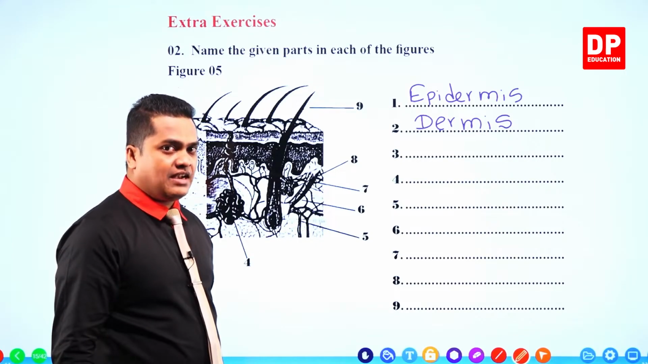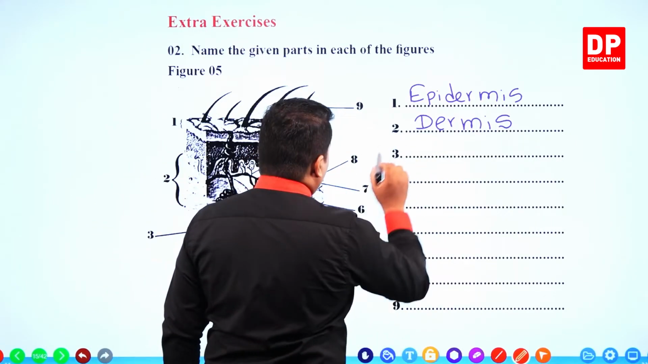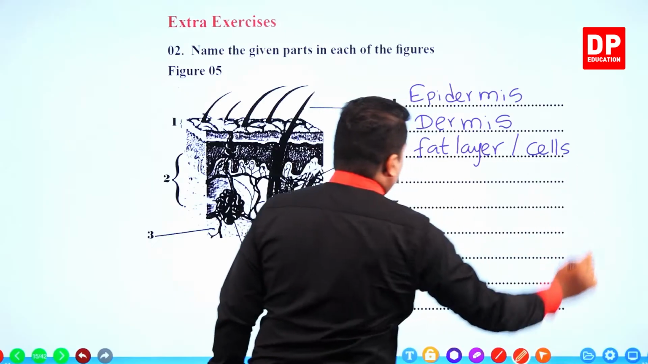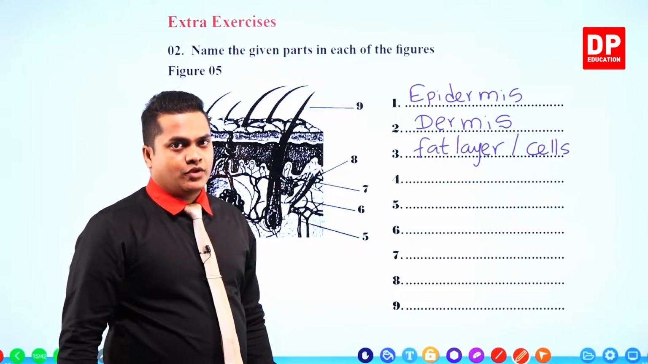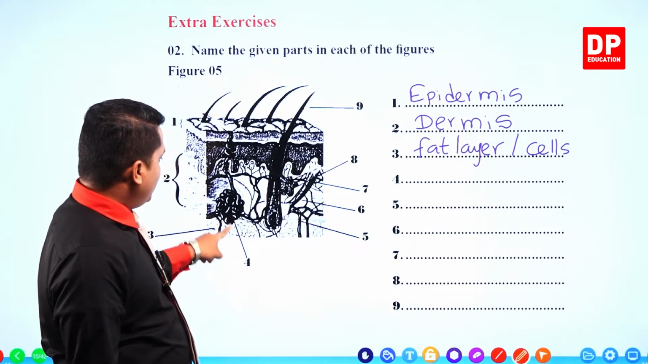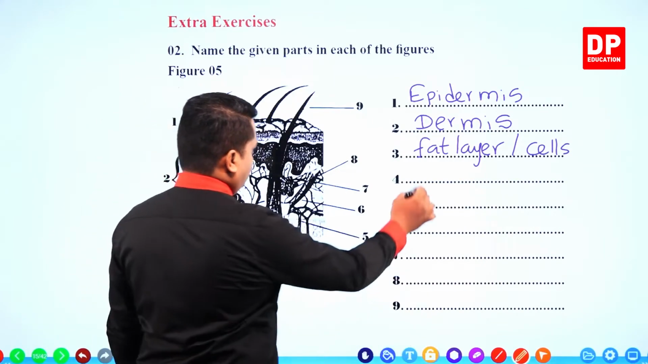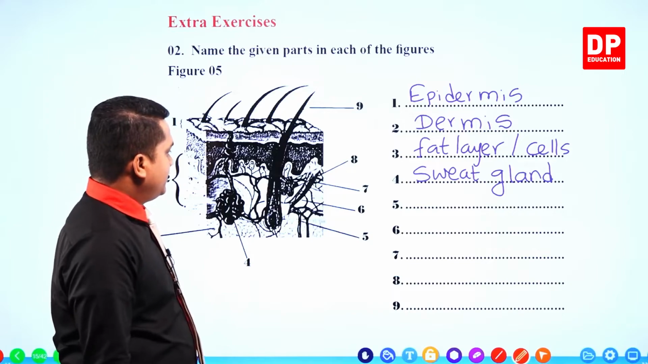So, fat cells or fat layer is the third part contained in the figure. Both are correct as they are directing towards that fat layer. Next one, number 4. Number 4 is directing towards this one. This is the sweat gland.